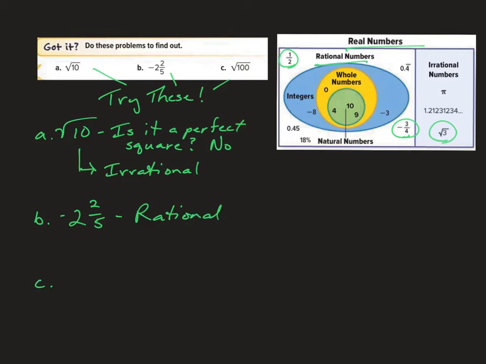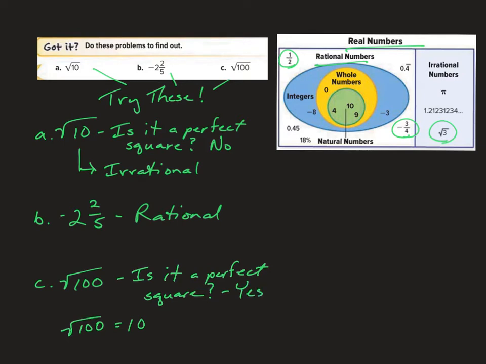And then finally C, the square root of 100. Again, I ask, is it a perfect square? And I know that the square root of 100 equals 10. So the answer is yes. And then I look at my chart, and I can see that 10 is in the center of all of these categories. So it's a rational number, an integer, a whole number, and a natural number.